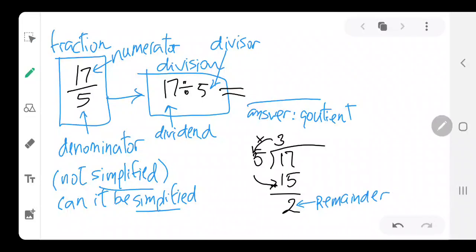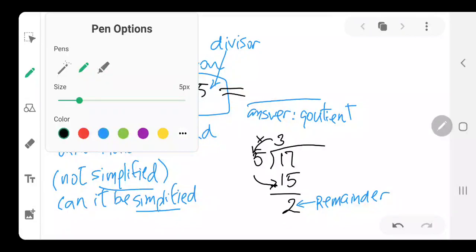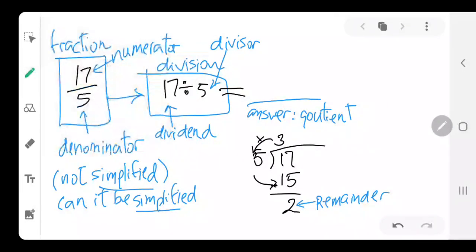So your final answer, the answer you get when you do long division, when you perform the operation, is 3 2/5. And this is a mixed number because it has both a number and a fraction.